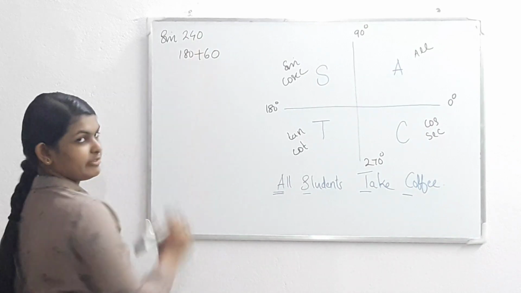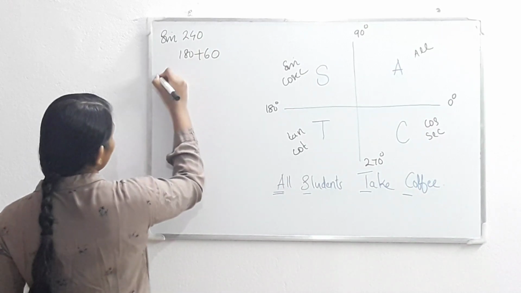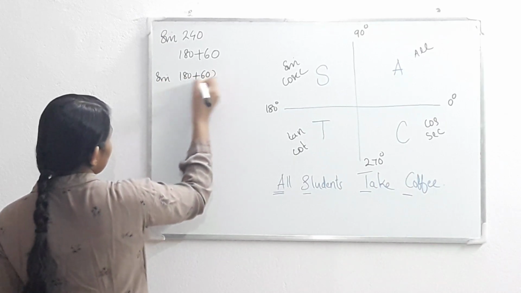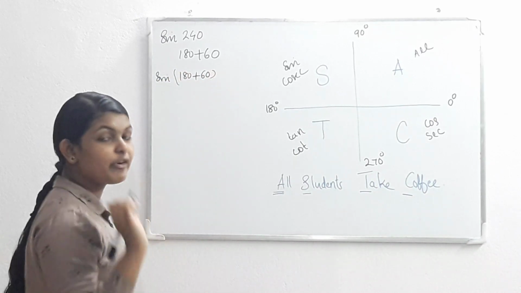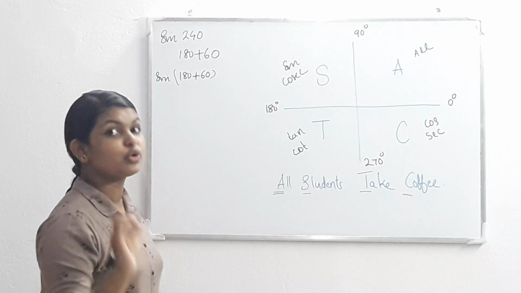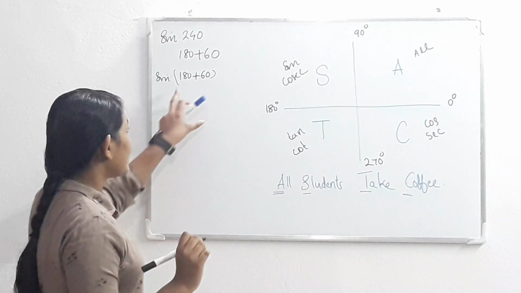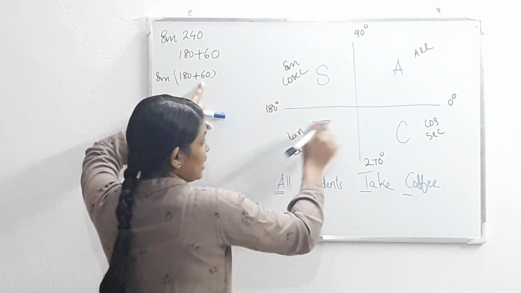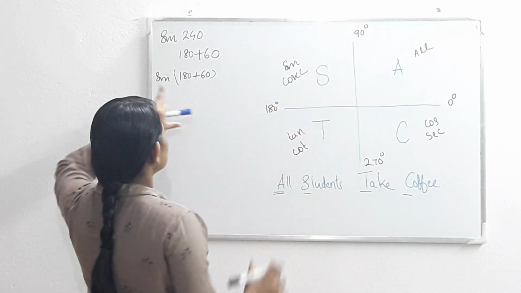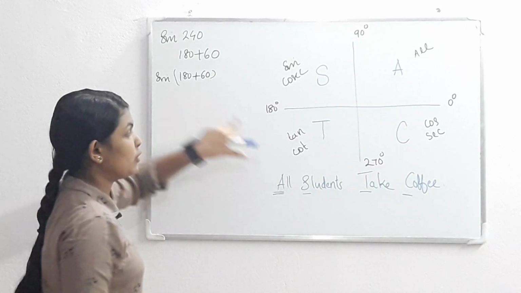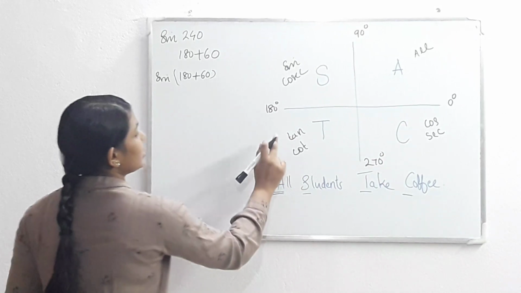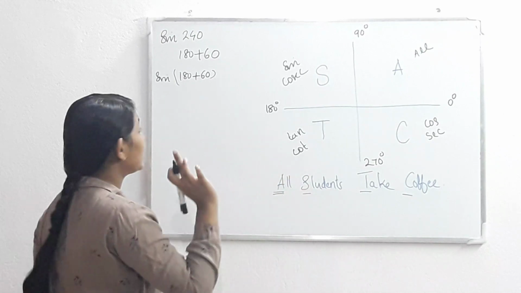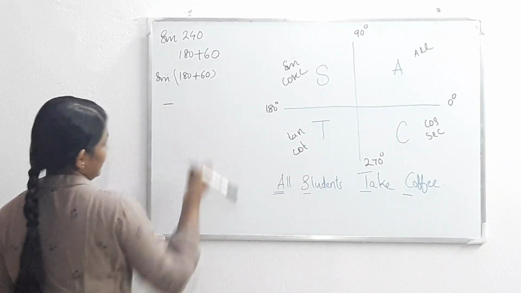How can we find the value of this one? Sin 240 can be written as sin(180 plus 60). If you get a question like this, first of all we have to find the quadrant in which that angle lies. Here 180 plus 60 will lie in the third quadrant. So we have to check whether the sign will be positive or negative. Here only tan and cot will be positive, therefore the sign will be negative. So first of all we have to give a negative sign.